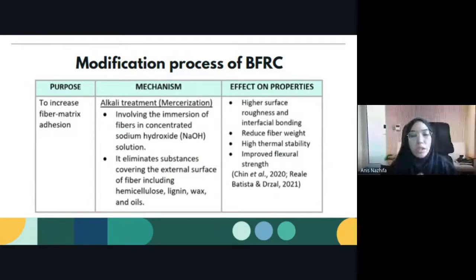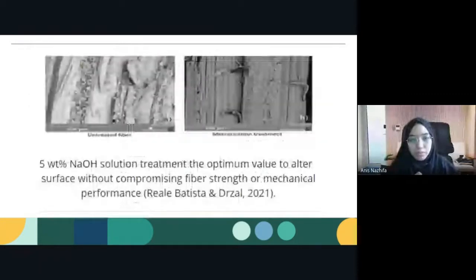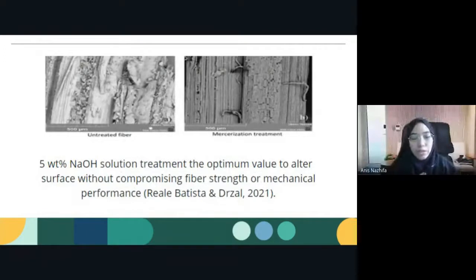The mechanical characteristics of composite, particularly tensile, flexural, and impact strength, are affected by whether the fibers are treated or not. However, it is observed that treatment with a high concentration of NaOH can eliminate cellulose and damage the structure of fibers, leading to a reduction in fiber strength. A 5% NaOH solution treatment is enough to alter the surface without compromising fiber strength or mechanical performance.